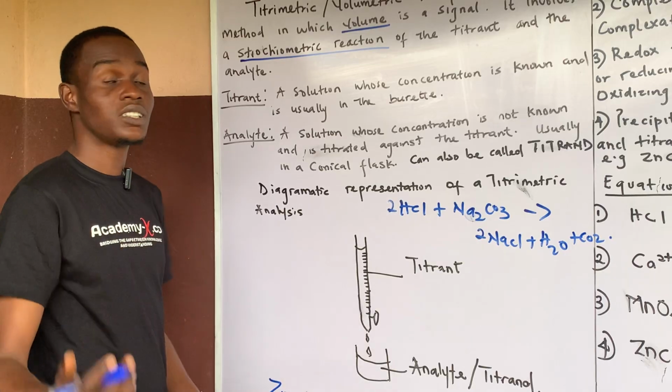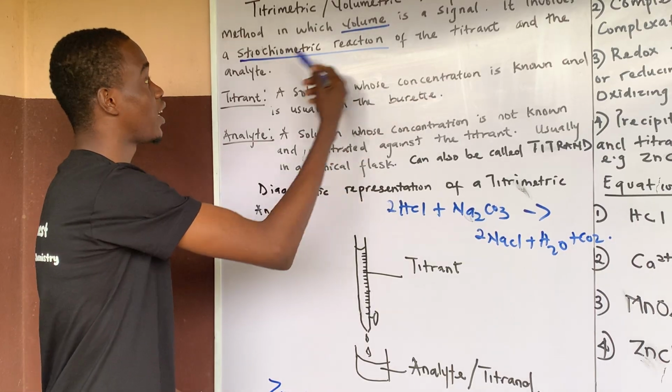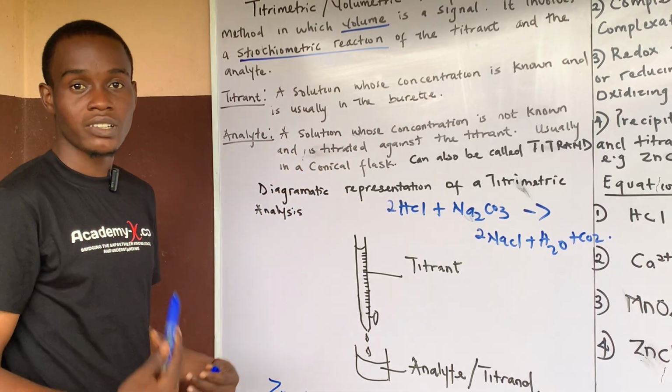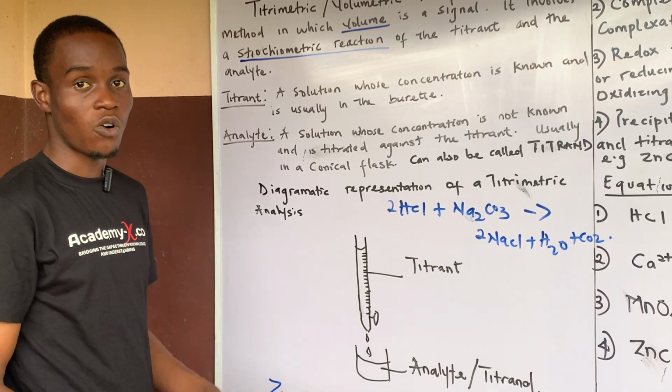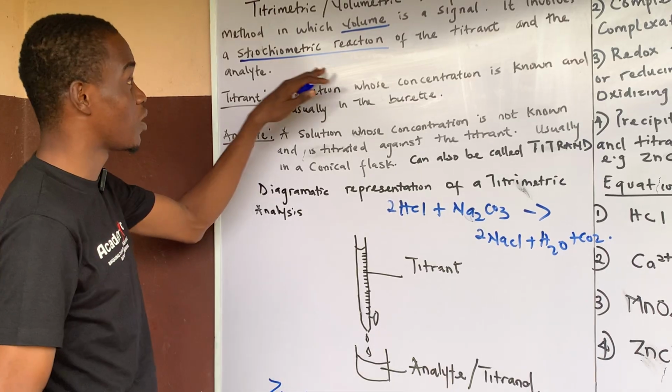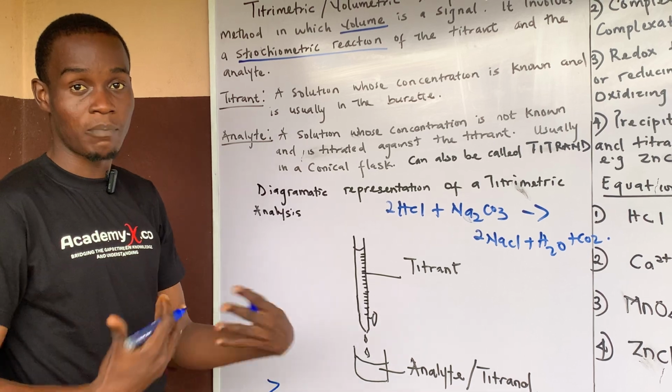So that's why in a titrimetric analysis, the analytes and the titrant are reacting stoichiometrically, or must be balanced. The equation must be balanced. That's what stoichiometrically means.